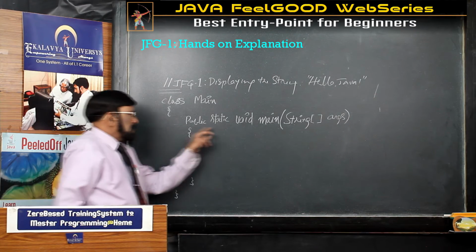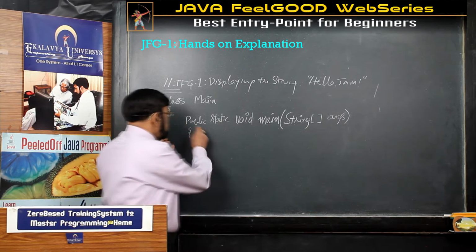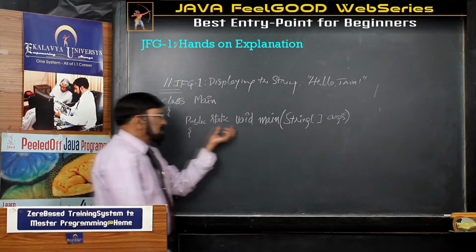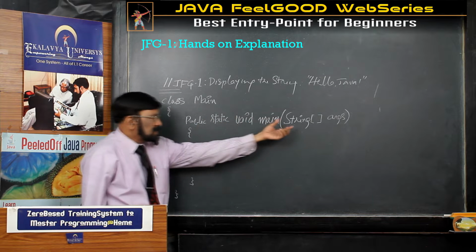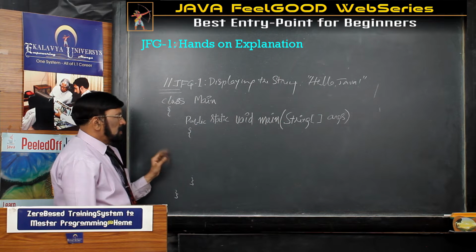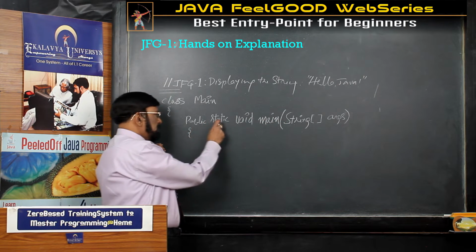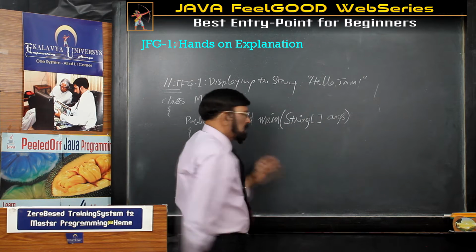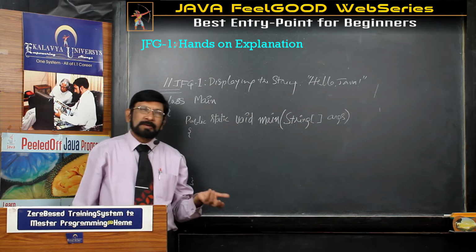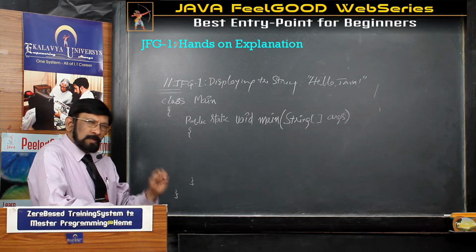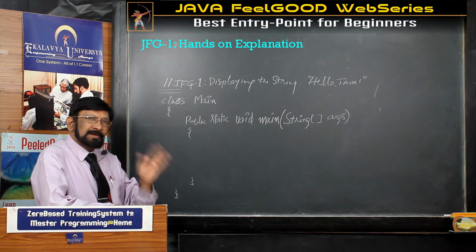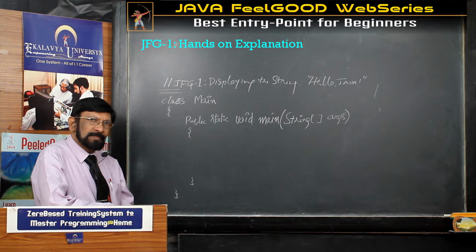Now, I explain about the header. This is the header. This is called the signature of the main method. In the signature of the main method, 1, 2, 3, 4, 5 terms are there. As I told you already, if we have to know about them completely, at least 50% of the course should be over.